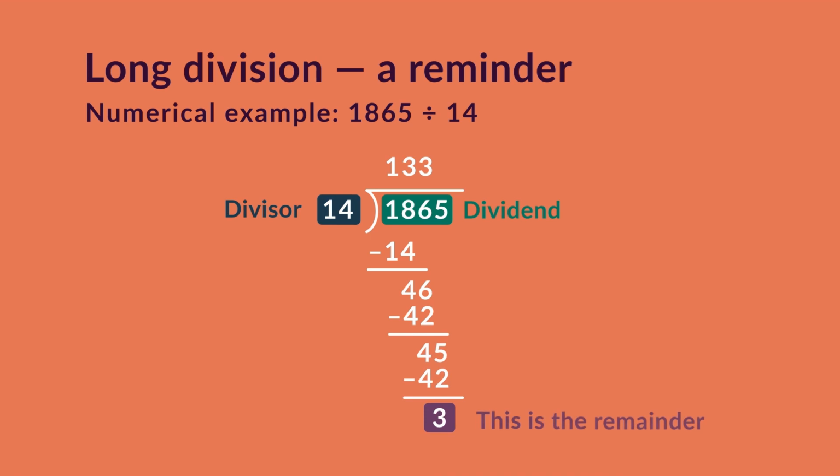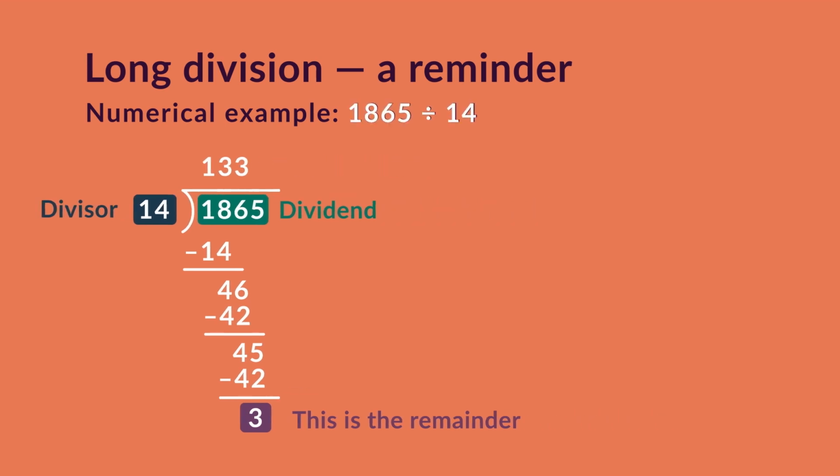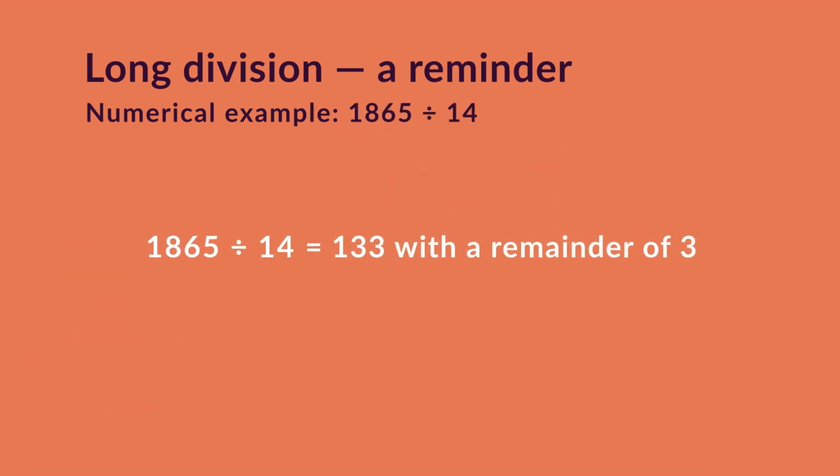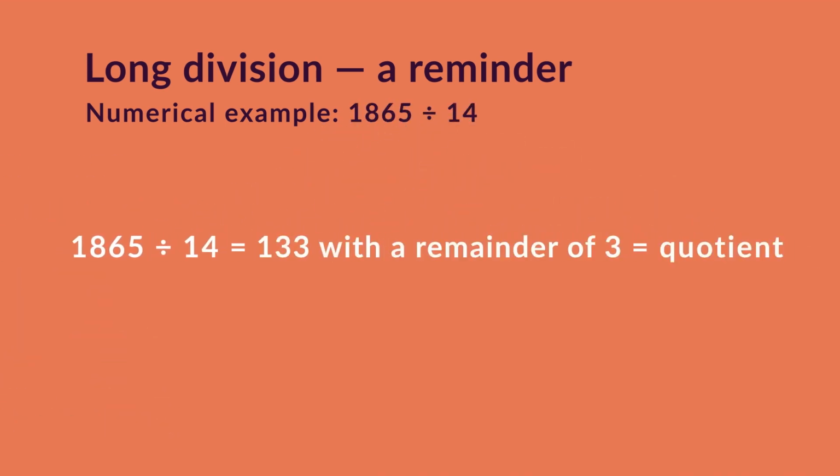There are no more digits in the dividend, so we have reached the end of the long division calculation. We end up with the answer 133 with a remainder of 3. When working with numbers, we would continue the division to find a number of decimal places, but we are going to use algebraic expressions in this lesson, so we'll write it like this. We can call this answer the quotient, which is the answer to a division calculation.